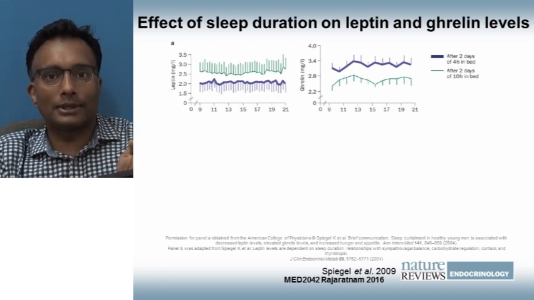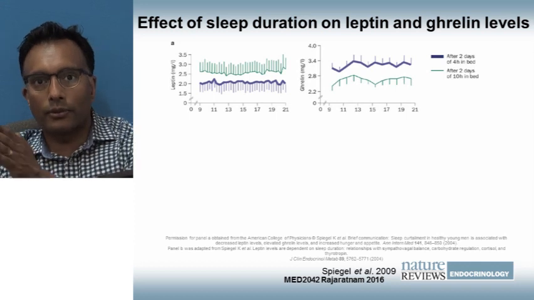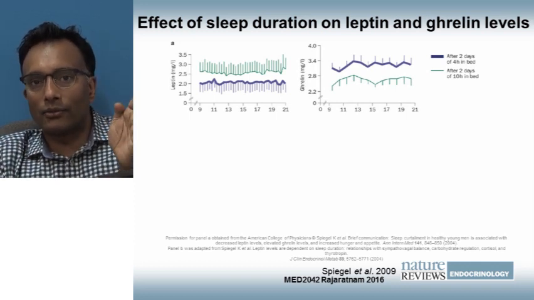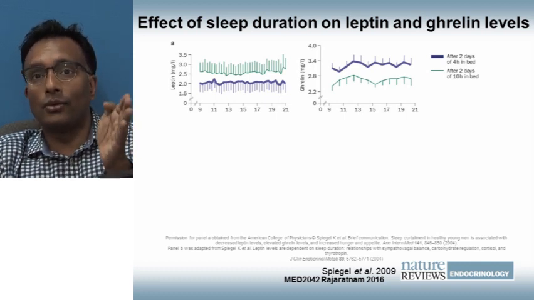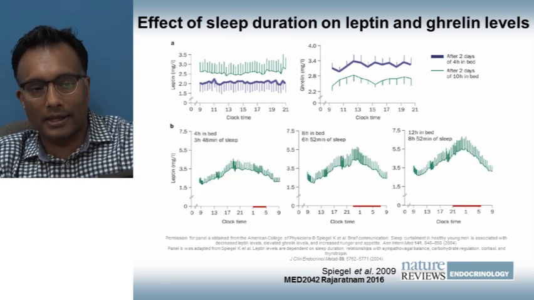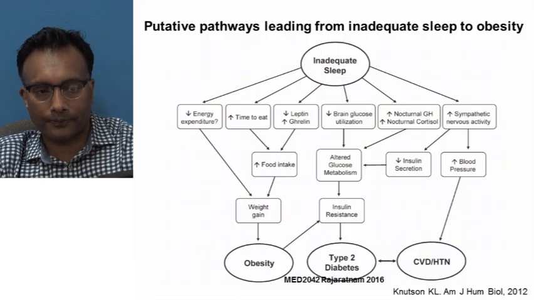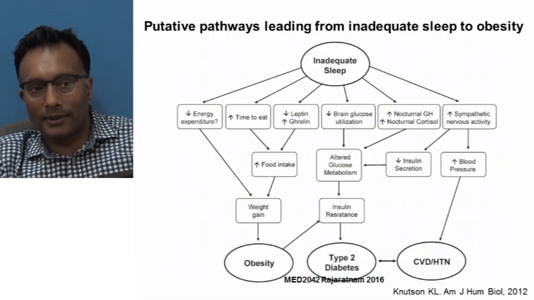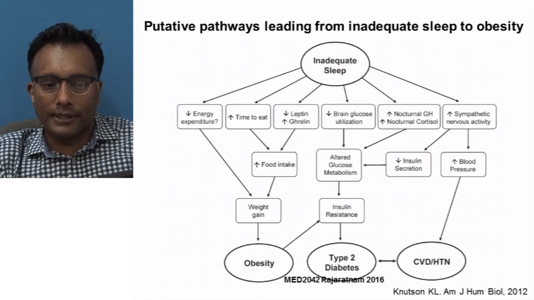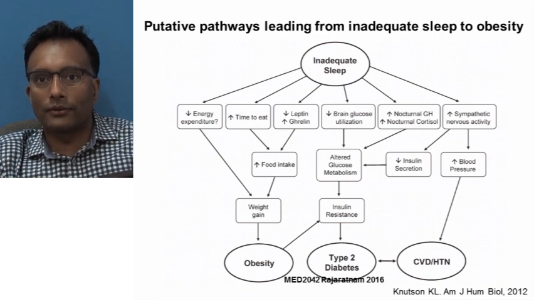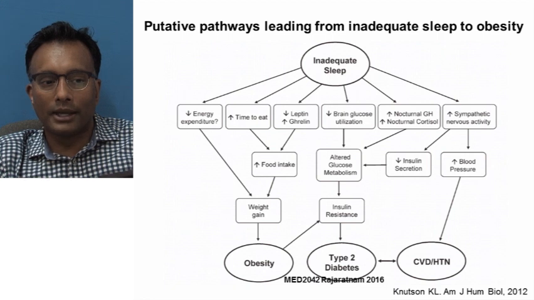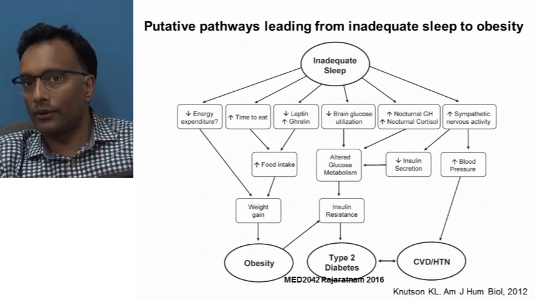So one of the core mechanisms that are thought to link sleep loss with weight gain and obesity is that the neuroendocrine regulation of appetite is disturbed and would result in increased appetite and weight gain. And that's one of the mechanisms that's been described. And there are several other mechanisms that have been described that link inadequate sleep to obesity, to diabetes, and to cardiovascular disease and hypertension. I don't have time to go through these in detail, but you can see that the decrease in leptin and the increase in ghrelin that I just described is one of the pathways that results in increased food intake and therefore increased weight gain.